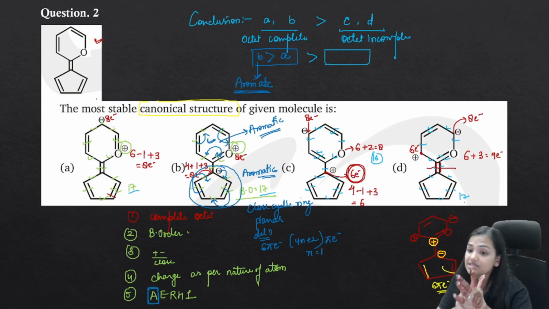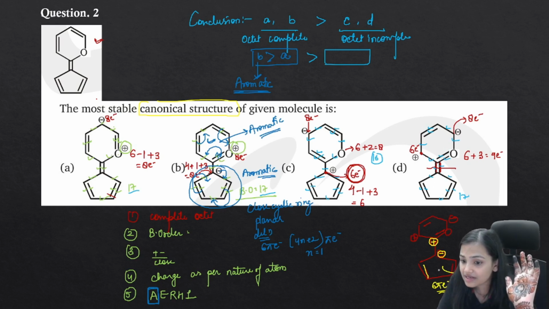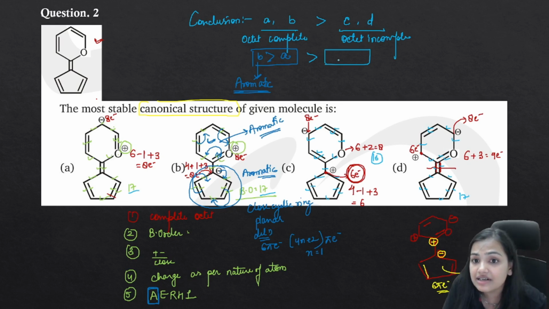So which is more stable? This pi bond could be broken like this, and hence it's becoming more stable. 17. So we can say that D is more stable than C. I hope I have counted the bond order correctly. Let us do one more time.